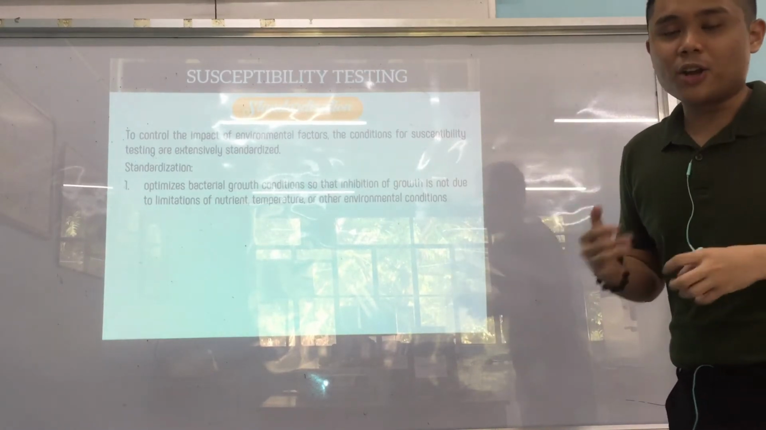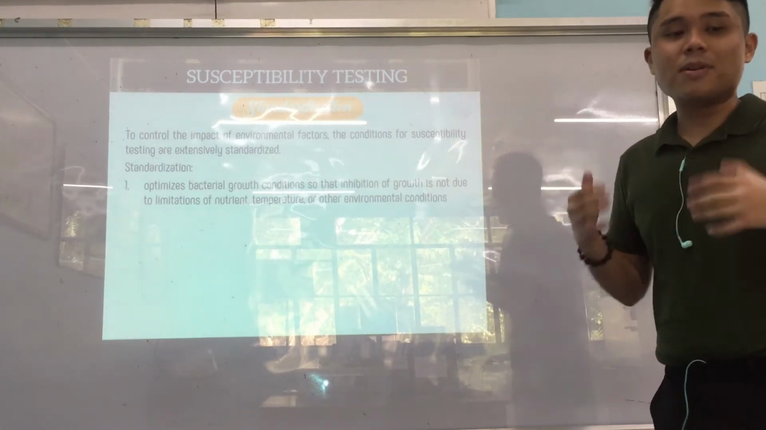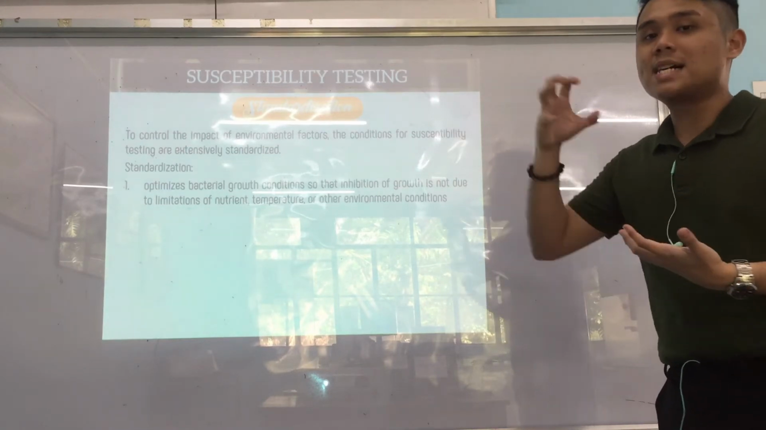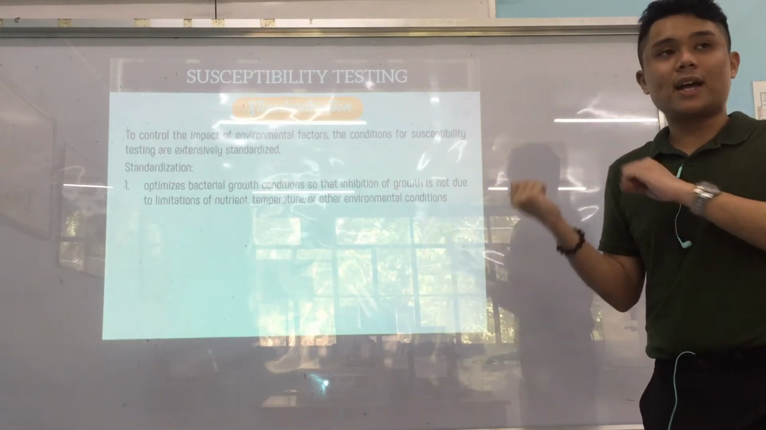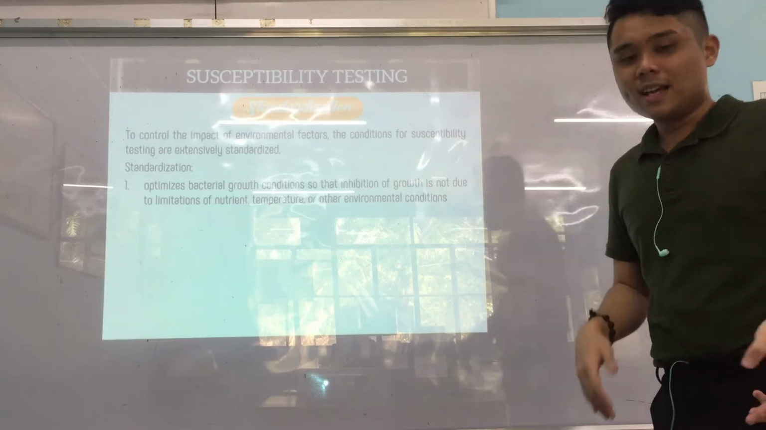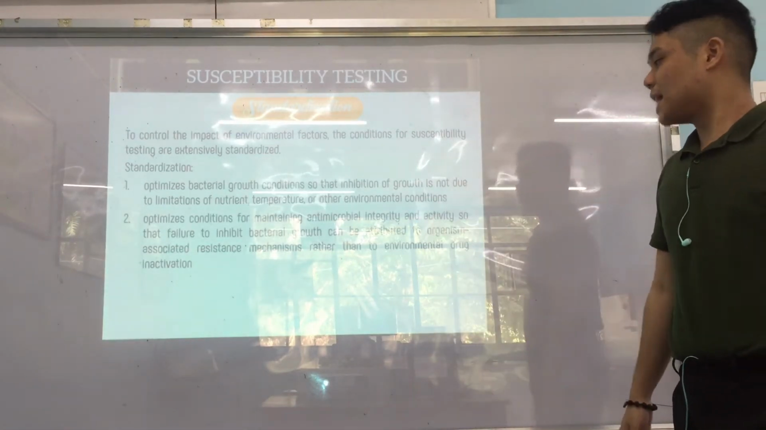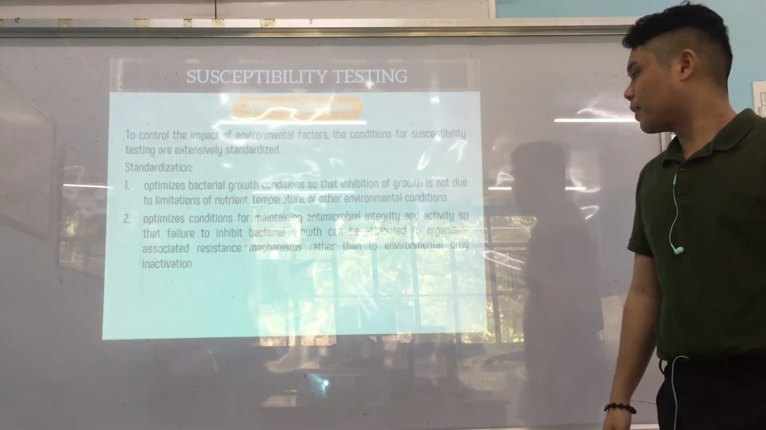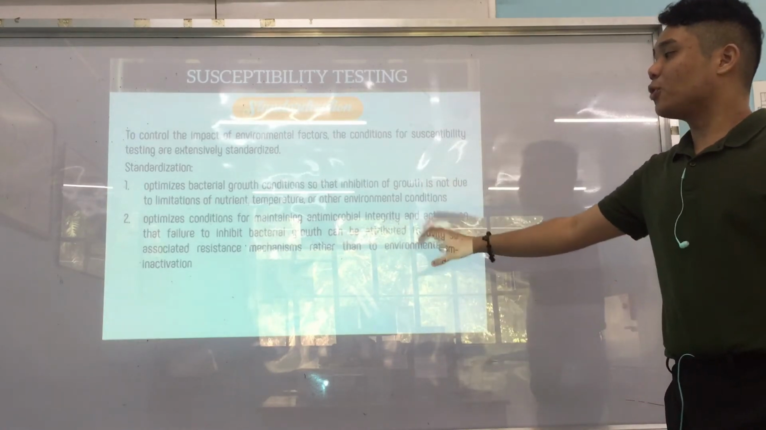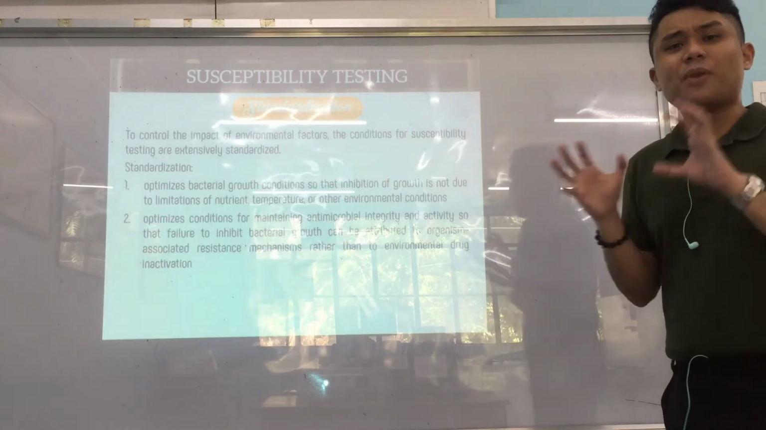Because we want to make sure, we want to be certain that if there is inhibition of growth, it is really caused by the agent itself and not by other external factors. And again, it optimizes conditions for maintaining antimicrobial integrity and activity. So that failure to inhibit, again, still the same reason.